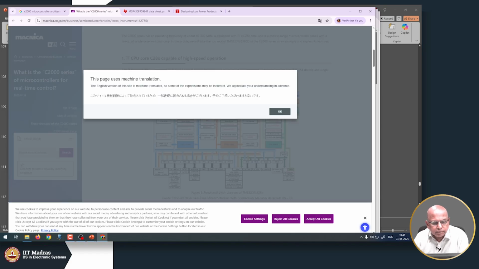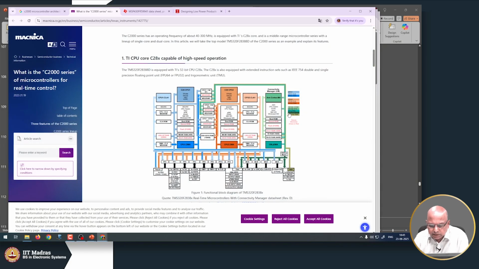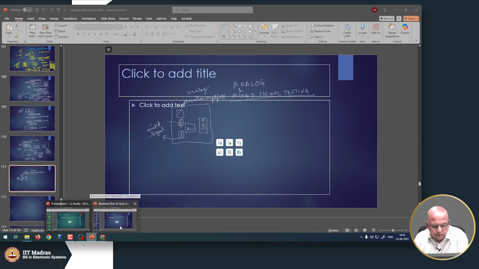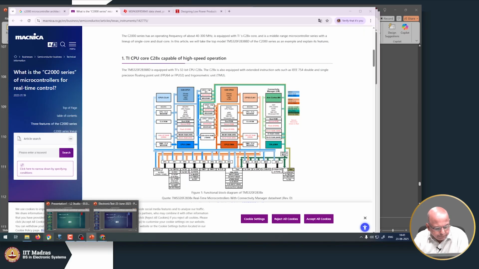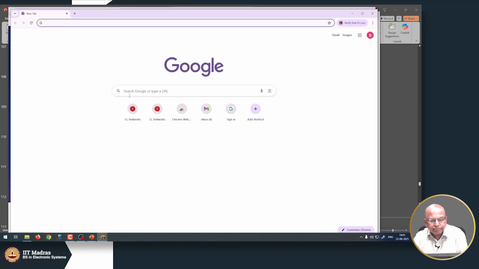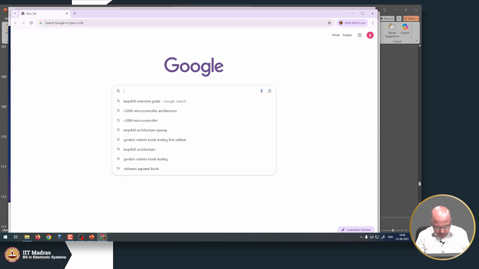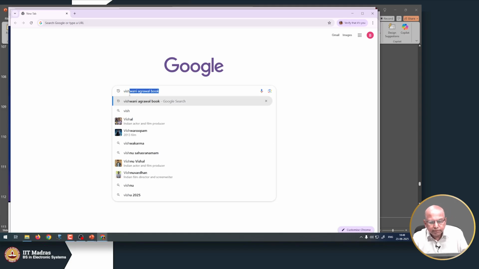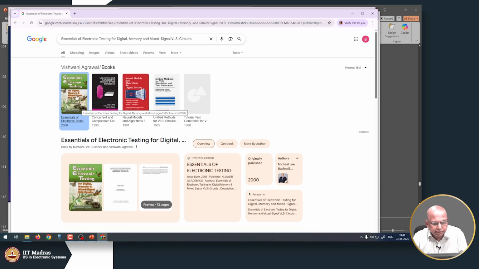So, you can see that a lot of analog parts are nowadays getting integrated, right. So, we have to understand how these analog and mixed signal ICs are tested, right. And from a textbook perspective, there are several books written on this topic, and I have already mentioned to you the book by Vishwani Agarwal, called Essentials of Electronic Testing, and it includes a treatment of analog and mixed signal testing.